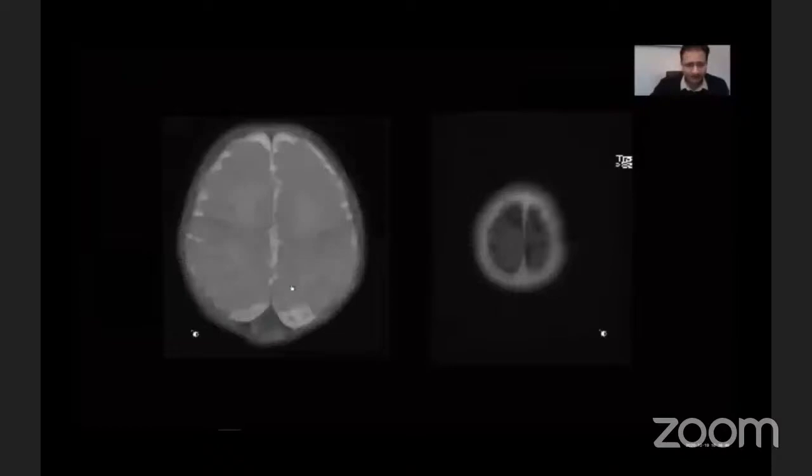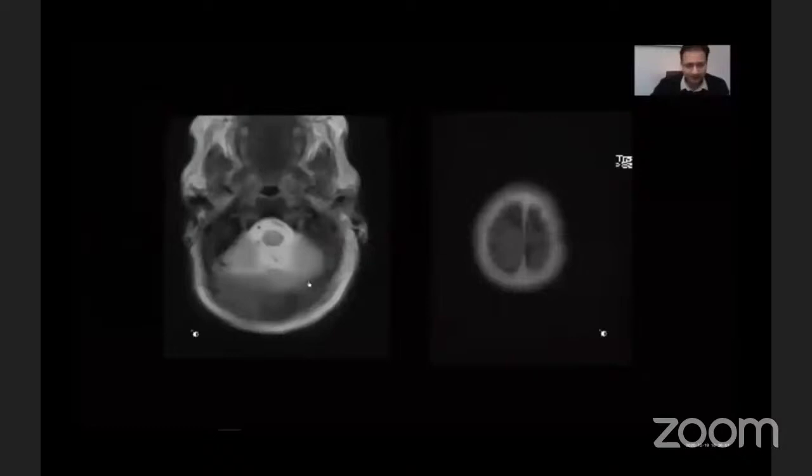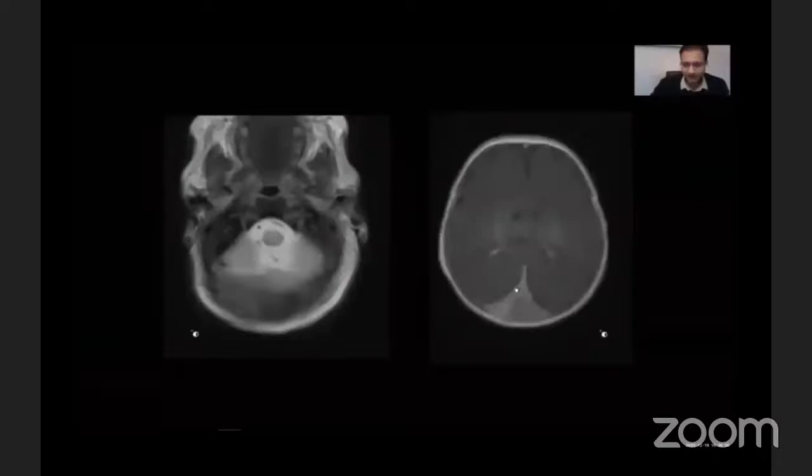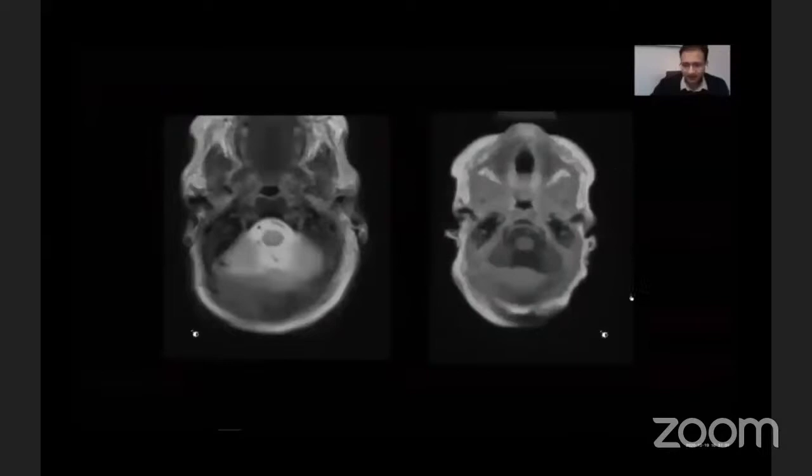Here are some CINE images which show that there is dilatation of the dural venous sinuses with this large heterogeneous lesion, presumably a blood clot, which is centered in the region of torcular. As we can see on this post-contrast images, there is enhancement of the dural venous sinuses around this partially filling blood clot in the region of the torcular.